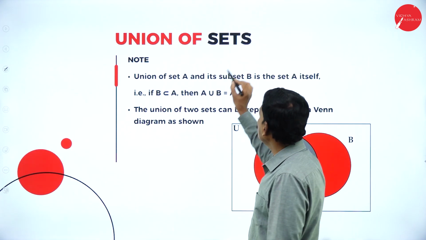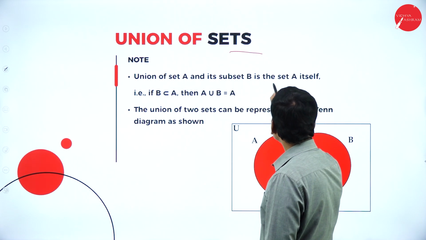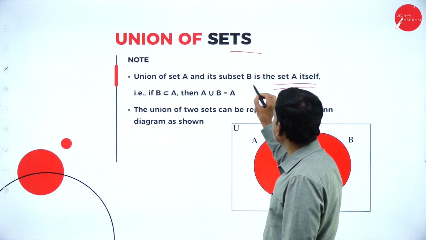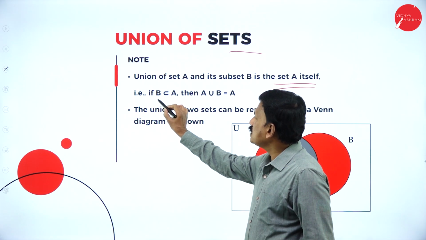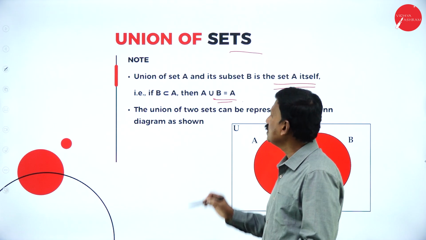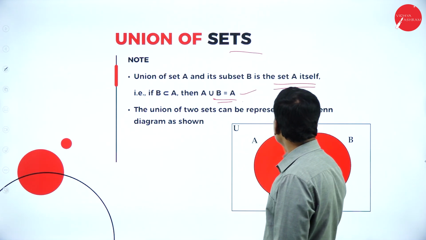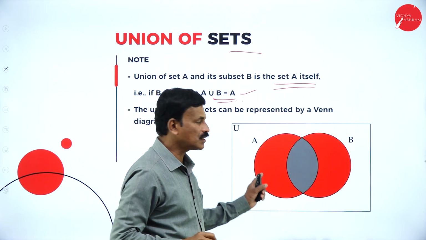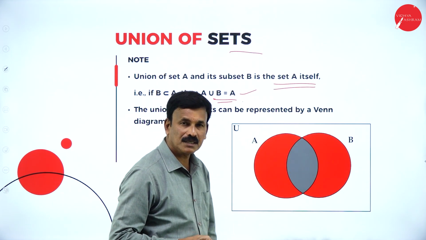A few properties regarding union of sets. The union of a set A and its subset B is the set A itself. That is, if B is a subset of A, then A union B is equal to A. We will get the same set. The union of two sets can be represented by a Venn diagram like this. So this is called the union of two sets.